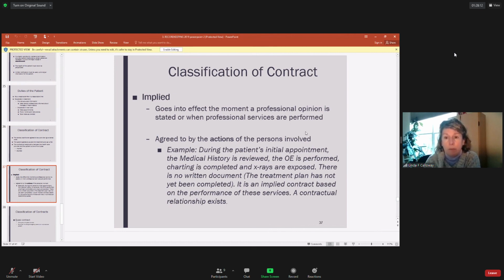In the example, during the patient's initial appointment, the medical history is reviewed, OE is performed, charting is completed, X-rays are exposed. There is no written document. The treatment plan has not yet been completed. These are all pre-procedures to assess what needs to go on the patient's treatment plan. It is an implied contract based on the performance of these services.